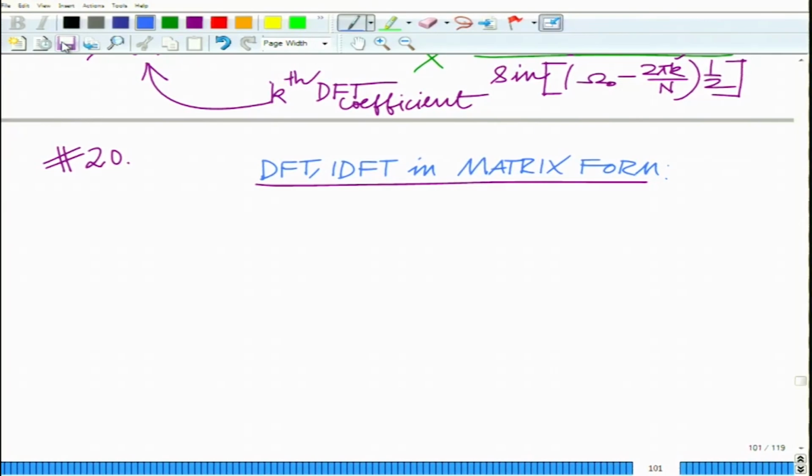Because we have done a couple of examples, let us stop here, and we will look at this fundamental aspect in the next module. Thank you very much.